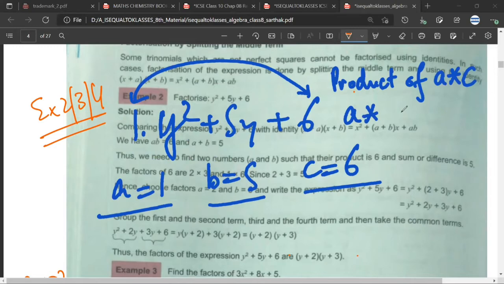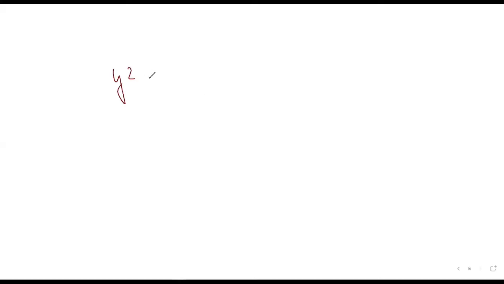So, in this case, the product of a into c is 6. Am I making sense? Yes. And then you will find your b. My b is 5. Mr. Sarthak, are we clear till here? Mr. Sarthak, are you clear? Yes. So, I'll repeat, y square plus 5y plus 6.